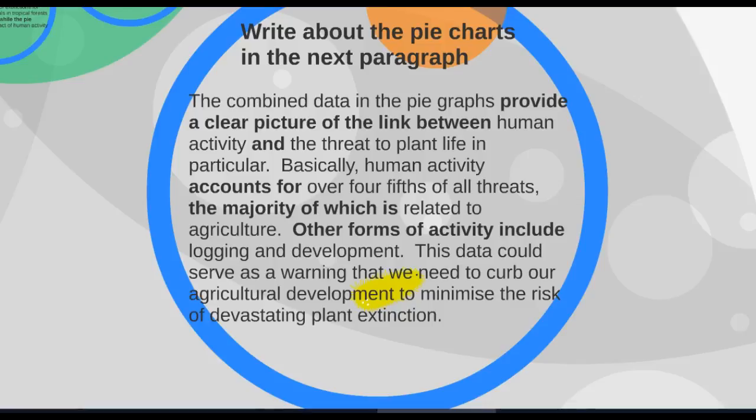This data could serve as a warning that we need to curb our agricultural development to minimize the risk of devastating plant extinction. Notice how the student has focused on the main features, the significant features, and made relevant comparisons.